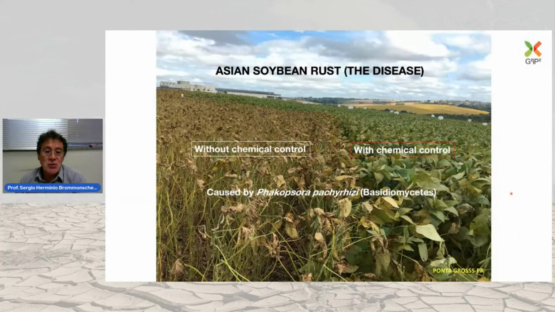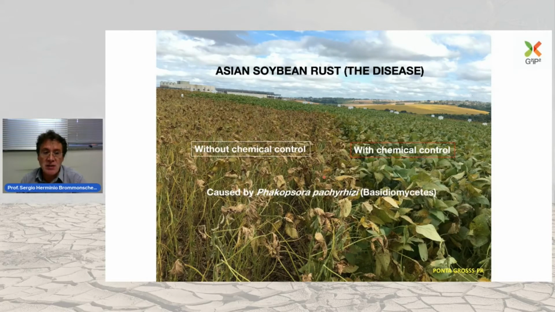Just to give you an idea of how important this is, here is a picture that I took at Ponta Grossa, Paraná State, in a chemical field test station. You can see here there are a lot of plots in which they are testing different fungicides. We have here a plot without chemical control and a plot with chemical control. You can see the difference.